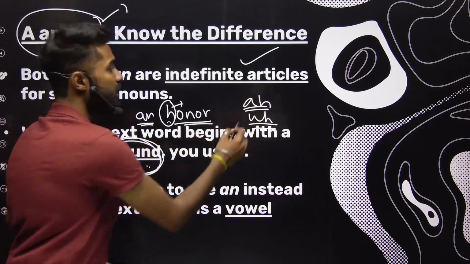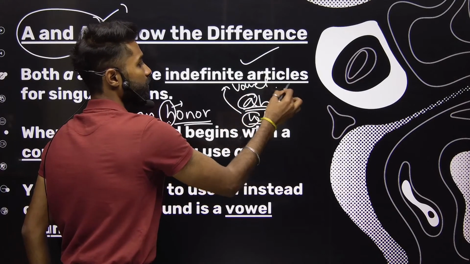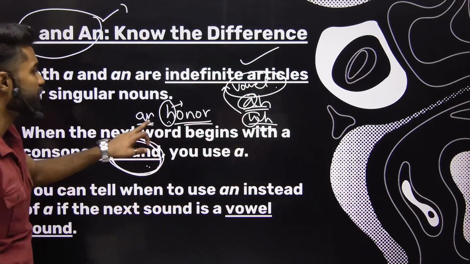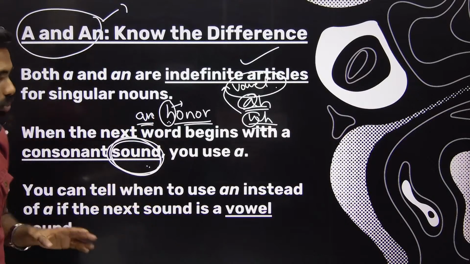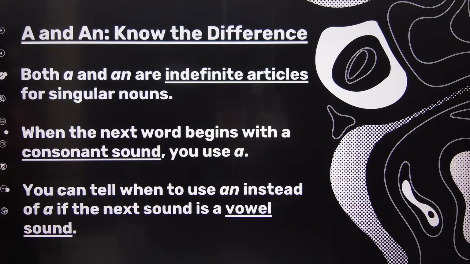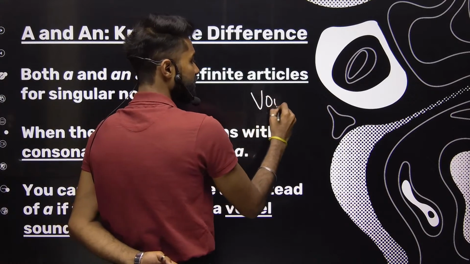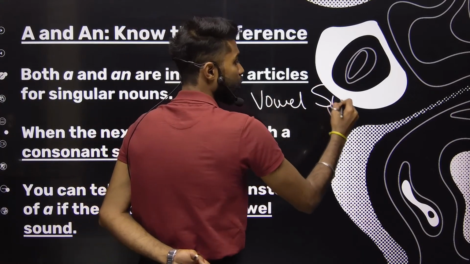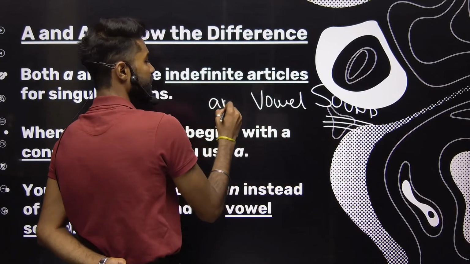Or a. You can use anything, okay? So what is this sound? This sound is a vowel sound. It is a vowel sound. I'm using an honor, all right? Not a honor. Clear? So this is how we'll be decoding today. Don't worry, we will get it started. You can tell when to use an instead of a if the next sound is a vowel sound, okay? So one thing you have to keep in mind is that sound is important: if it is a vowel sound, then we'll be using an.